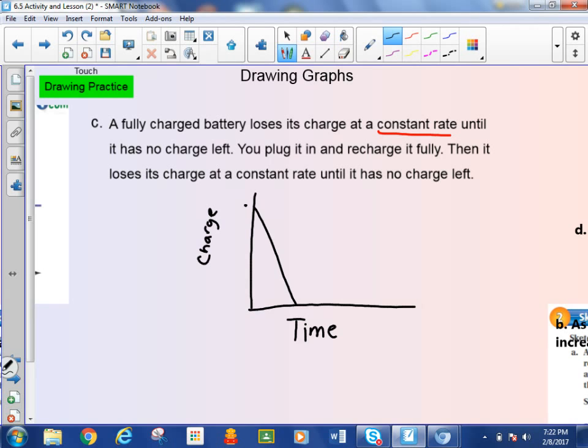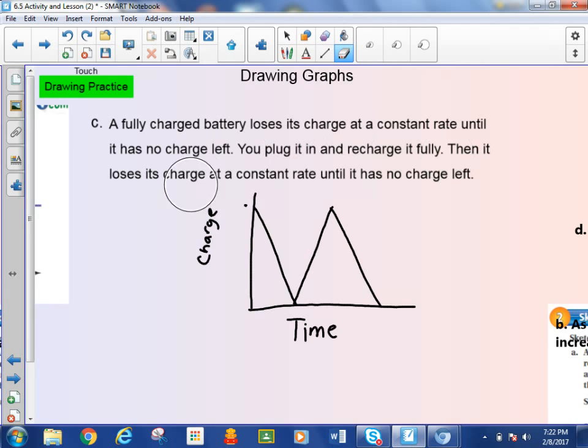We plug it in and recharge it fully. So now it's recharging at that constant rate. Then it loses its charge at a constant rate until it has no charge left, and so forth. So that's what our picture would look like if we were to go through and graph charging of a battery, okay? Remember, the word constant means using a straight line.